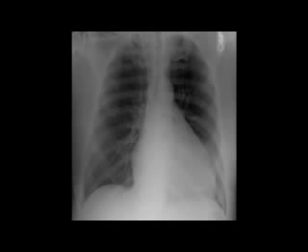Obtain a portable chest radiograph to confirm appropriate positioning of the catheter and to rule out a pneumothorax. The tip of the catheter should not extend more than 4 or 5 centimeters beyond the midline.